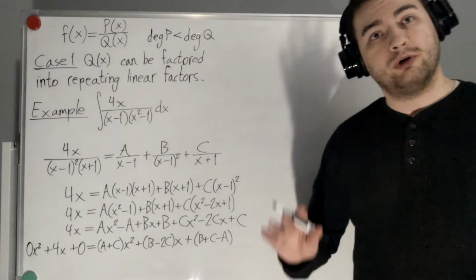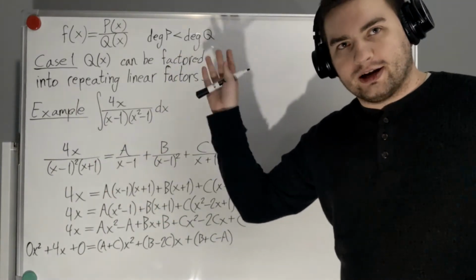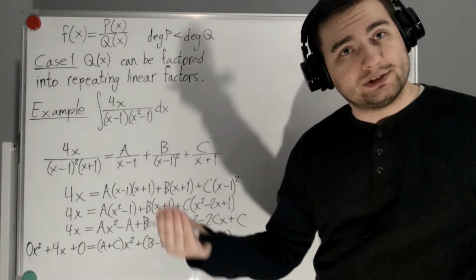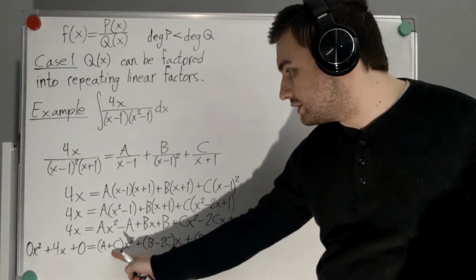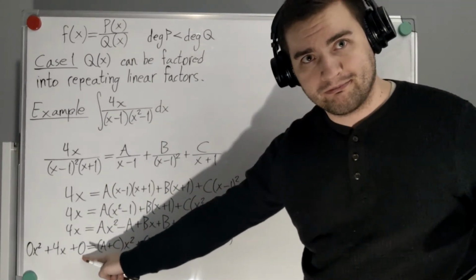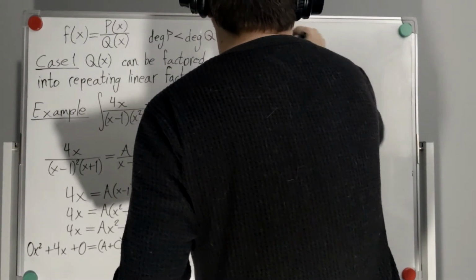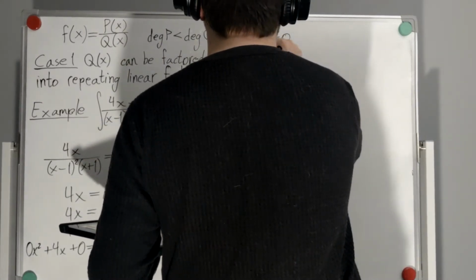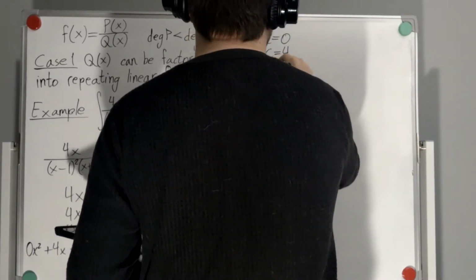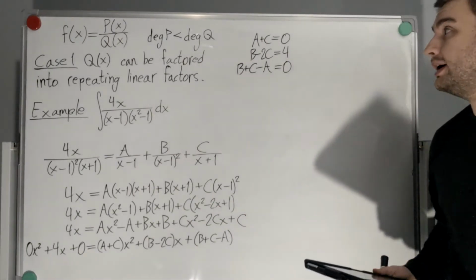Okay? And once again, we are claiming that for all values of x, except maybe a few exceptions, which, you know, we're not even going to mention, these two polynomials have the exact same values. That means that they have to have the same coefficients. That means that this quadratic coefficient has to be this quadratic coefficient, and this linear coefficient has to be this linear coefficient, and this constant coefficient has to be this constant coefficient. So we get, again, a system of, well, now it's 3 equations. We get a plus c has to be 0. We get b minus 2c has to be 4. And we get b plus c minus a has to be 0. Okay? And now it's come down to solving this system of 3 equations.